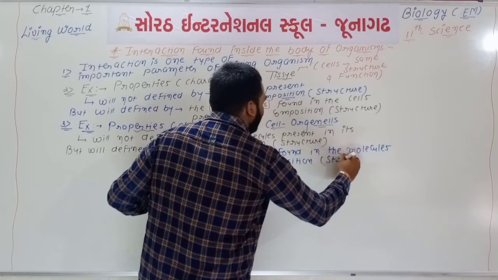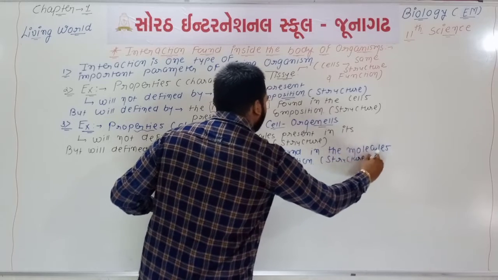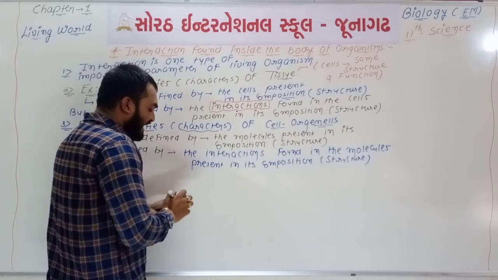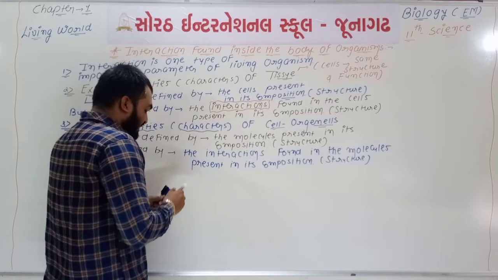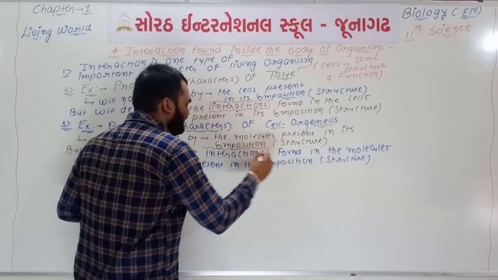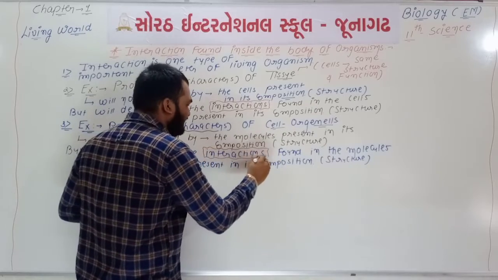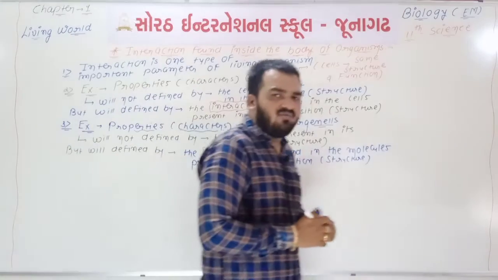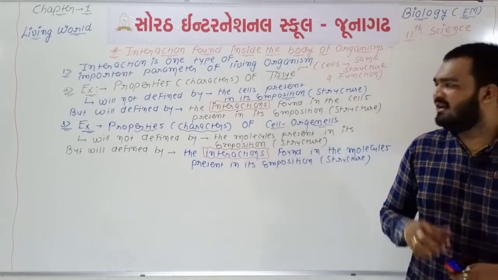Composition is equal to what? Composition is equal to structure. Remember, these molecules will be either macro, meaning large, or micro, meaning the smaller molecules. See, the interaction word is very much important. So from these two examples we can say that the interaction word is very much important.